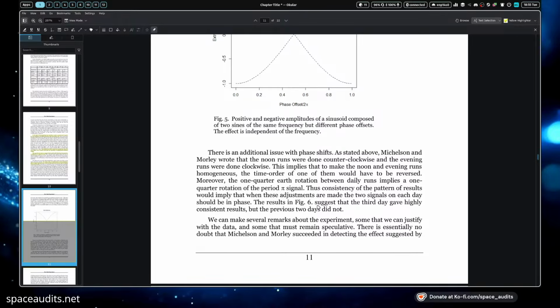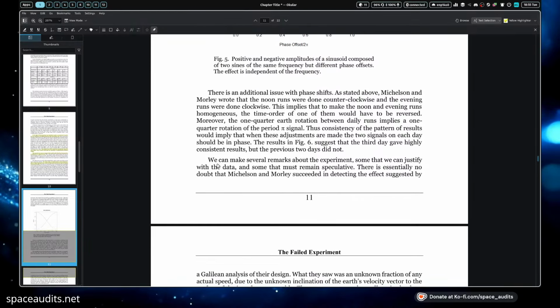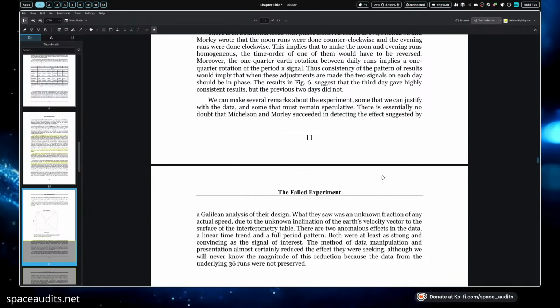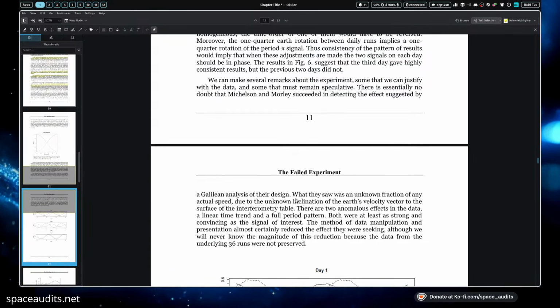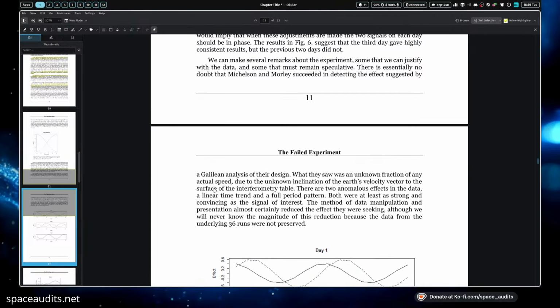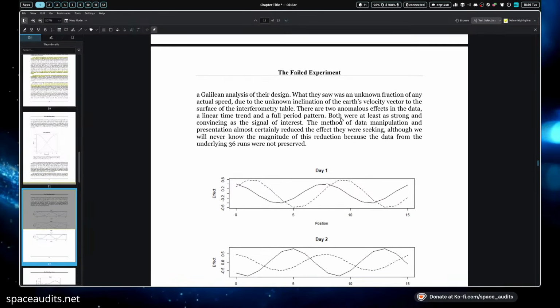The results in figure 6 suggest that the third day gave highly consistent results, but the 2 previous days did not. We can make several remarks about the experiment, some that we can justify with the data and some that remain speculative. There is essentially no doubt that Michelson and Morley succeeded in detecting the effect suggested by a Galilean analysis of their design. What they saw was an unknown fraction of an actual speed due to an unknown inclination of Earth's velocity vector in the surface of the interferometer table. There are 2 anomalous effects in the data, a linear time trend and a full period pattern. Both, at least, are as strong and convincing as the signal of interest.